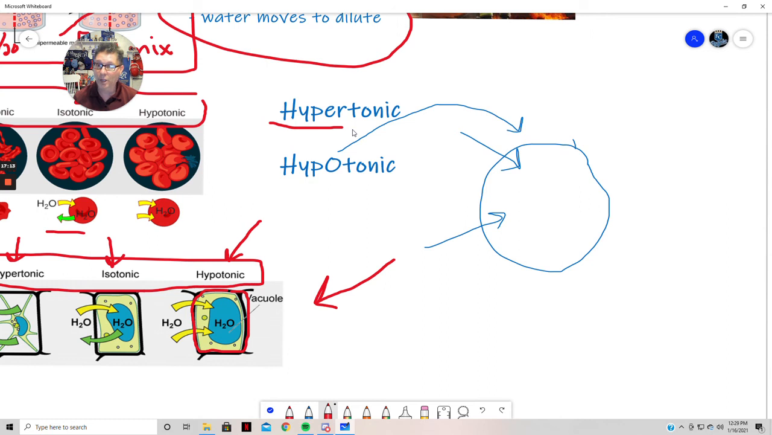So hypertonic, you send hyper kids outside. The water moves outside the cell. So if you can think of the word hyper connected to the word outside, that will remind you at all times that in a hypertonic solution, the water is going to move outside the cell.